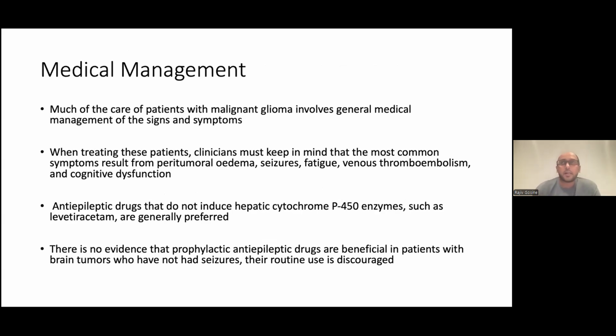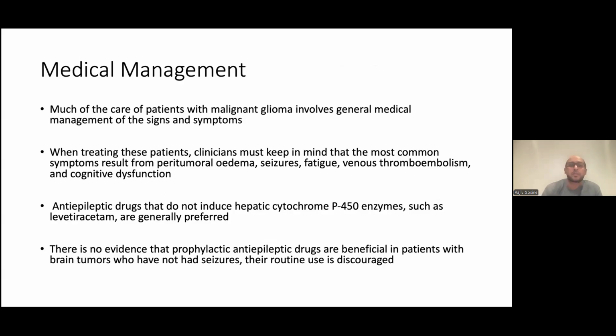Now, in terms of management also, we have to include the holistic medical management of the patient. Much of the care of the patient with malignant glioma involves general medical management of signs and symptoms. So when treating these patients, clinicians must keep in mind that the most common symptoms result from peritumoral edema, seizures, fatigue, venous thromboembolism, and cognitive dysfunction.